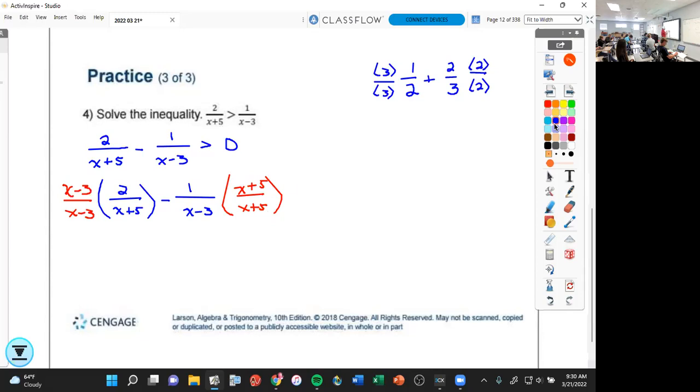And I'm going to go ahead and just change this to an equal sign because right now, again, I'm just looking for the key numbers. So I really don't care about the equal or greater than right now. I'll worry about that in a little bit. Okay, we need to simplify this.